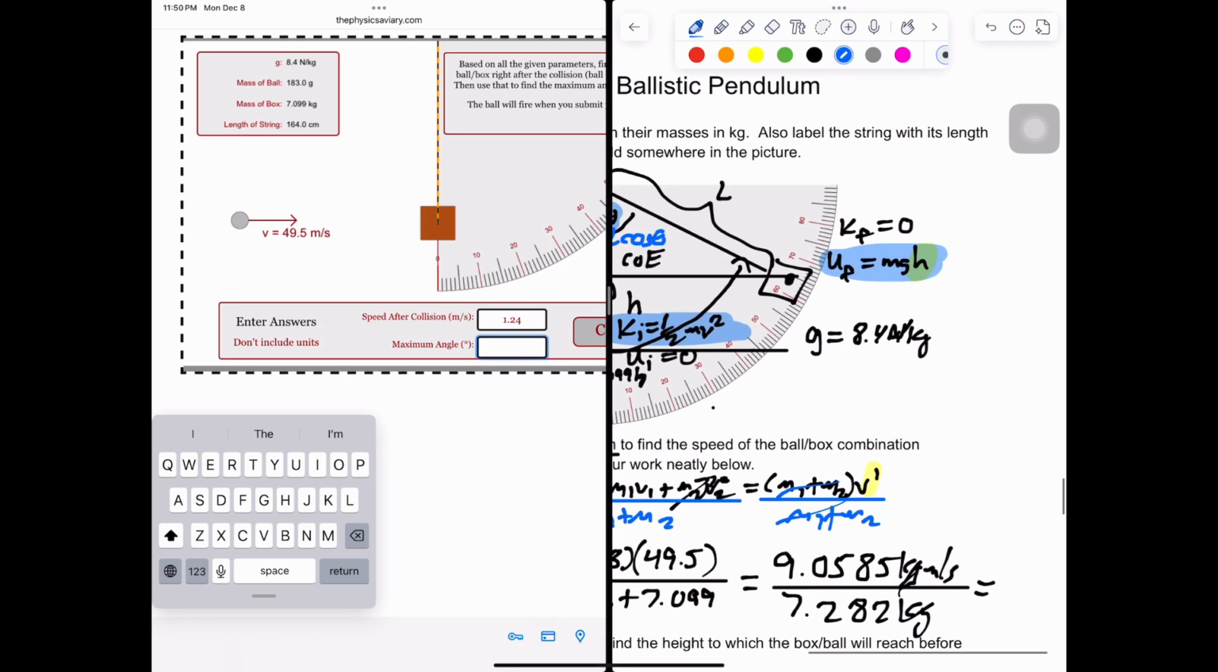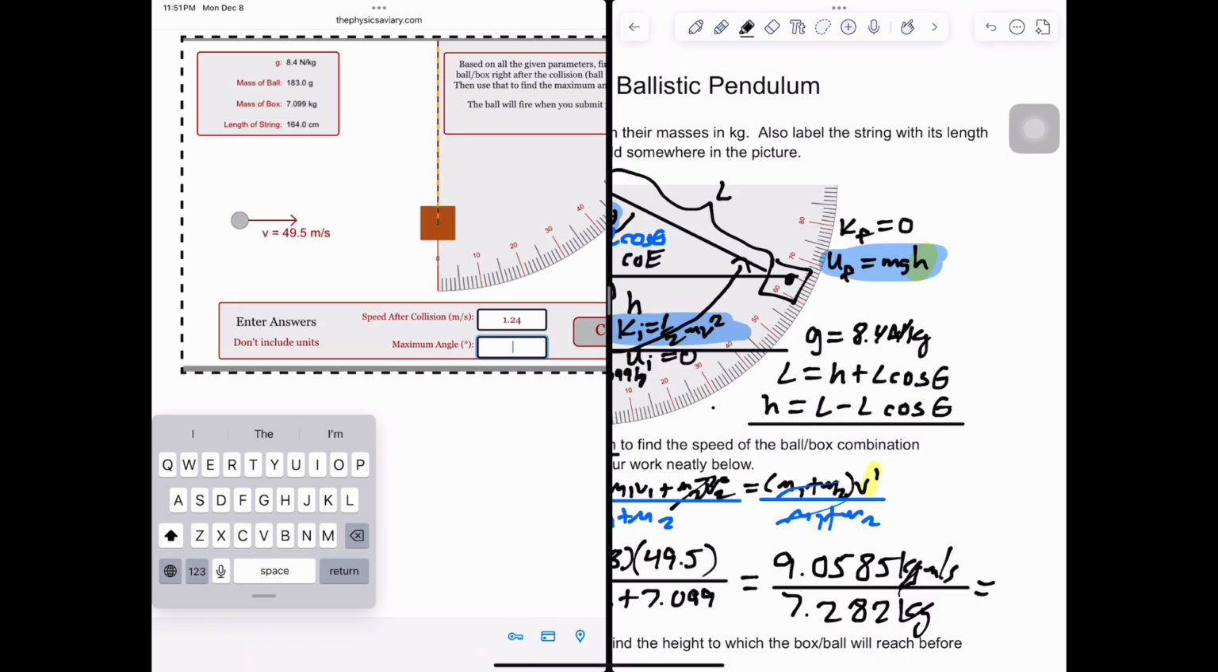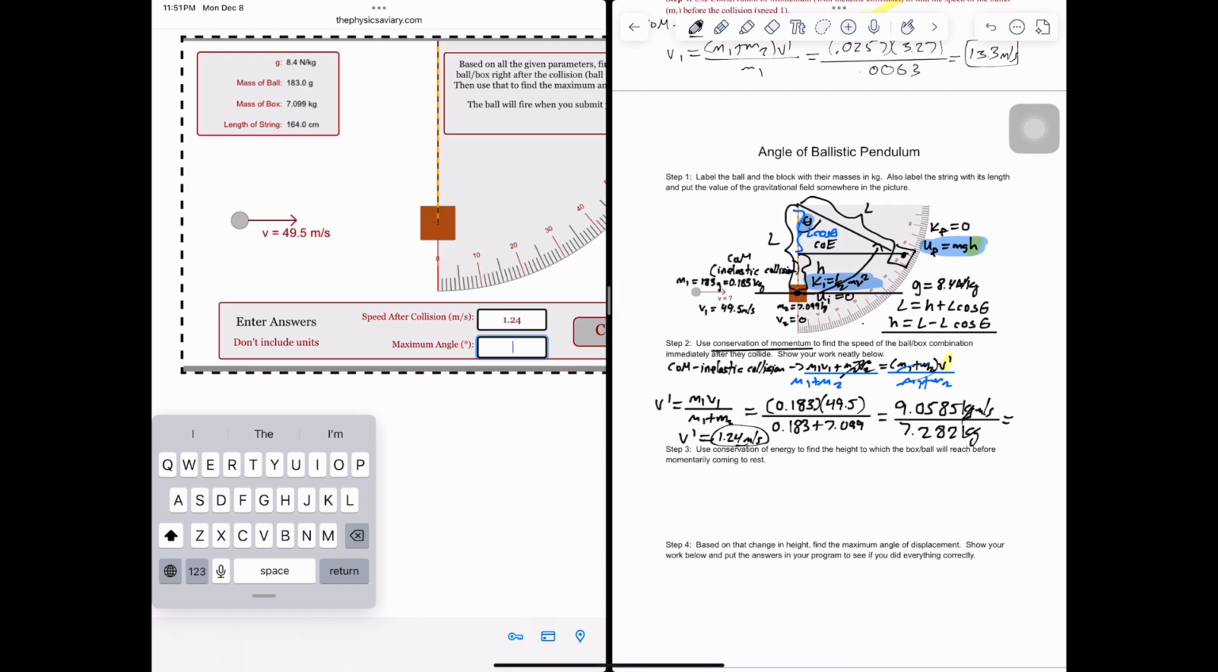So we know that L is equal to h plus L cosine theta. In other words, to solve for h, I have to subtract L cosine theta. So h is equal to L minus L cosine theta. I'm going to need that. So I've got to solve for h, and then I'll use that to solve for cosine theta. Okay, that's going to be our plan.